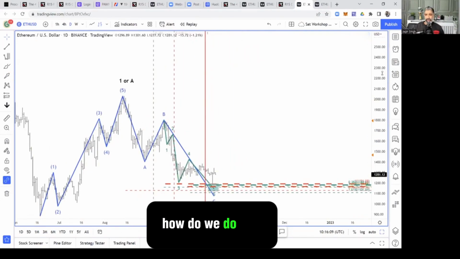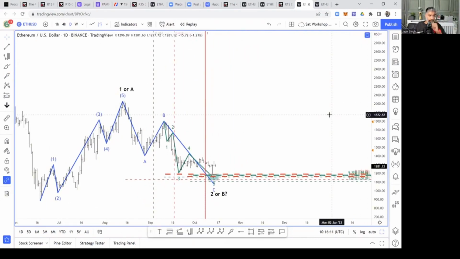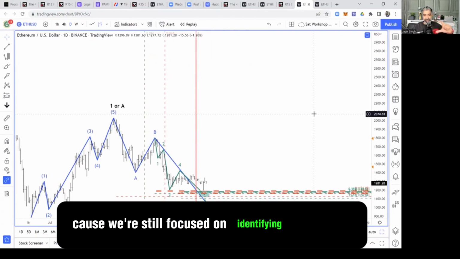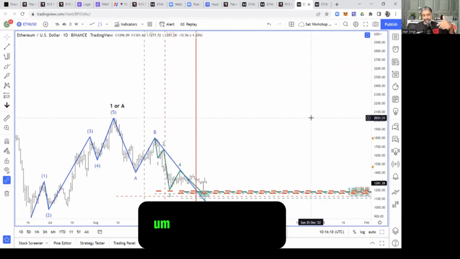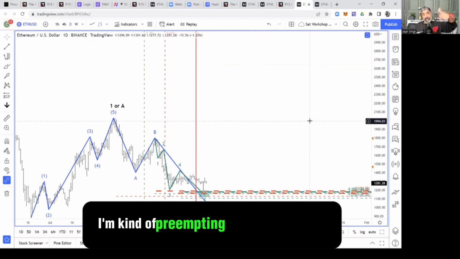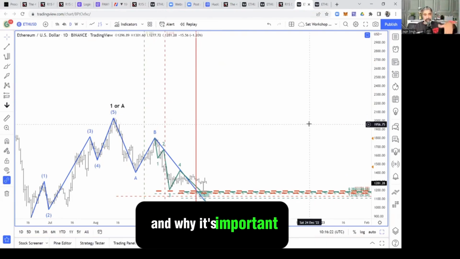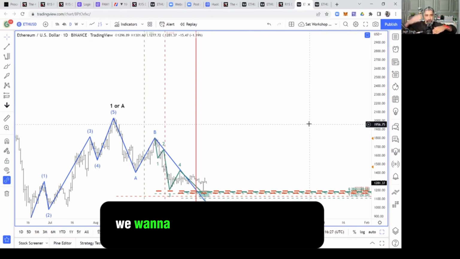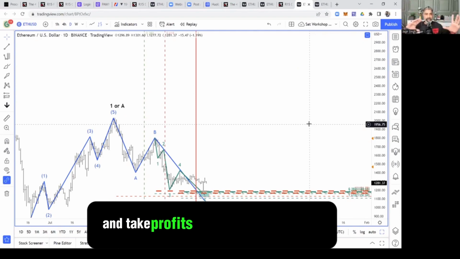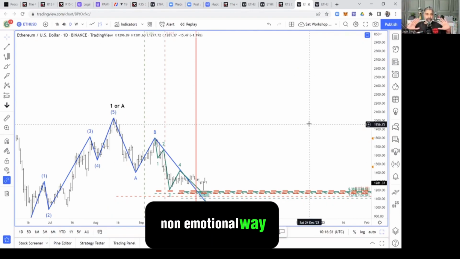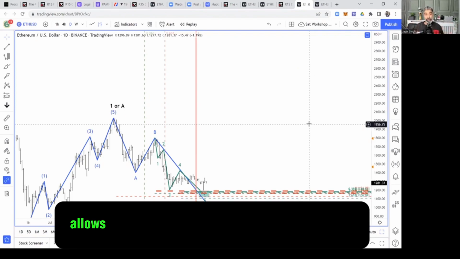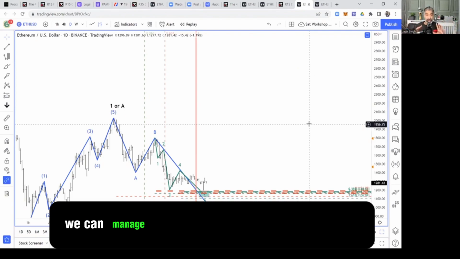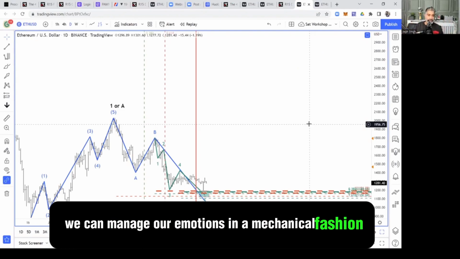You go, okay, how do we do that? This is going to come into play because we're still focused on identifying the bottom. And then this part, I'm kind of preempting identifying the top and why it's important. Because if the trend takes off, we don't want to take profits too soon. We want to allow the trend to unfold and take profits in a logical, mechanical, non-emotional way in a business-like manner, that allows us to trade like a casino that has no emotion. Or even if it has emotions, we can manage our emotions in a mechanical fashion.